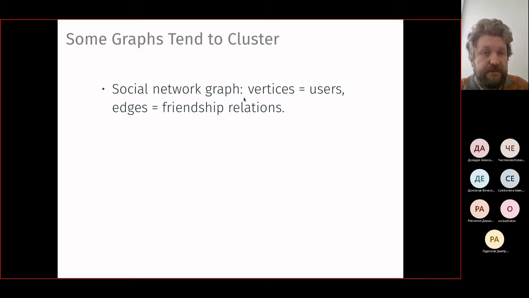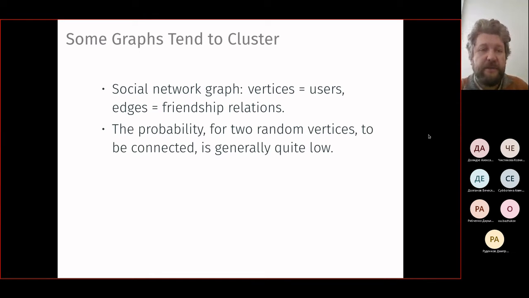So in a social network, as I said, vertices are users or people. The edges are formal friendship relations in the social network. And the probability for 2 random vertices to be connected is generally quite low. If you consider all people in the world and just take 2 random guys, probably they do not know each other. They do not have a social connection in any sense, meaning that they're not friends, not acquaintances, not enemies also.